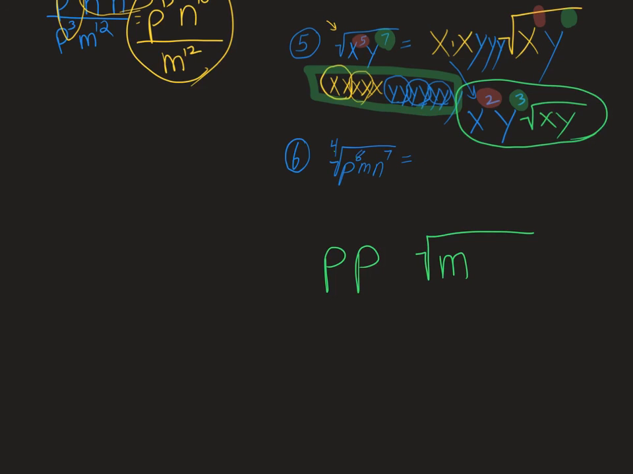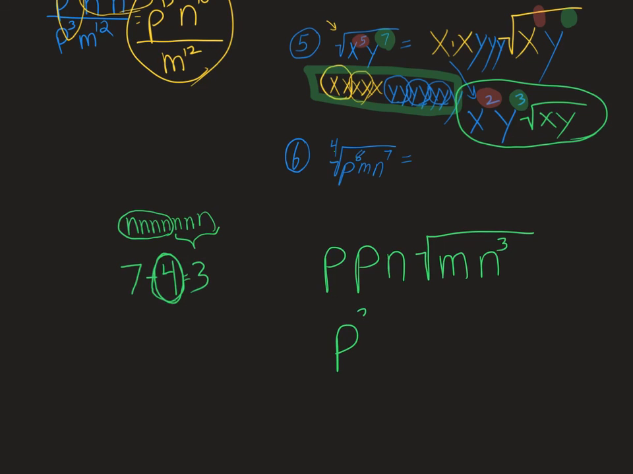n, I can take 1 group of 4 out of the 7, so we can see it like this. Out of the 7, we took 1 group of 4. Its fourth root brings out 1 n on the front. You could also say that there's 7 total n's. Take out 1 group of 4. That leaves 3 that stay underneath. And that 1 group of 4, when we take its fourth root, that's the 1 n up front. Put that all together, we got a p squared n fourth root of m n cubed.